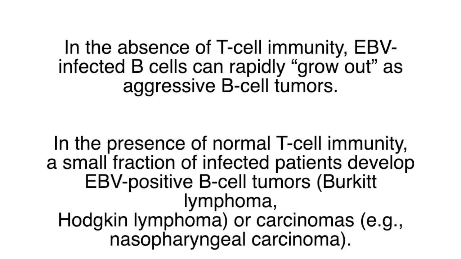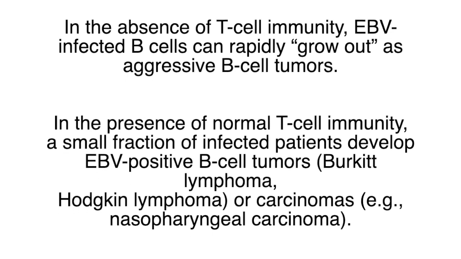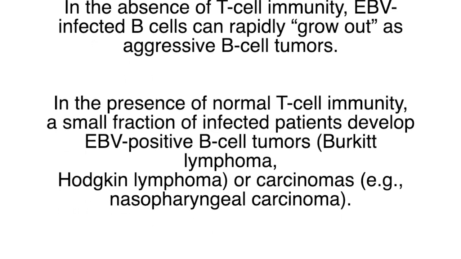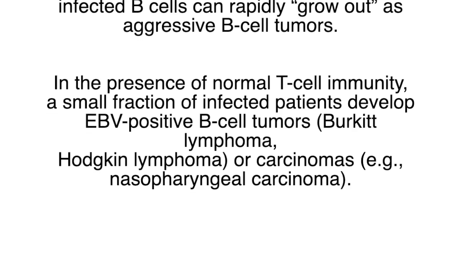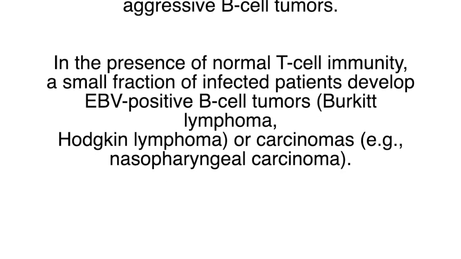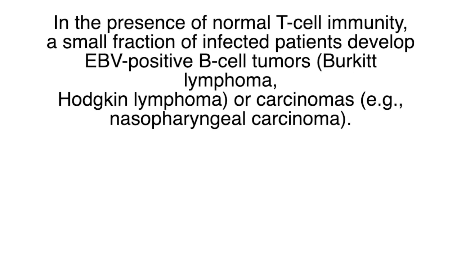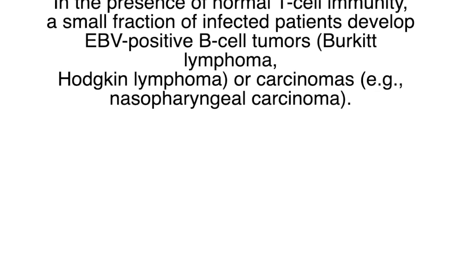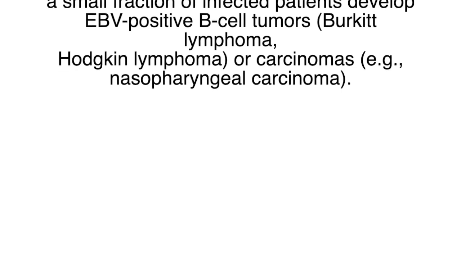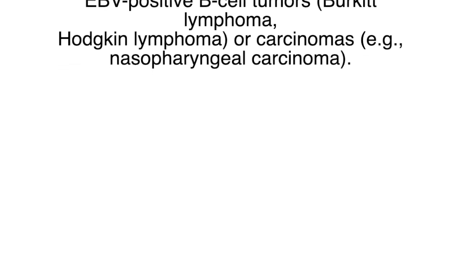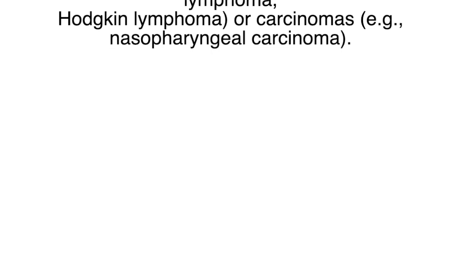In the absence of T-cell immunity, EBV-infected B cells can rapidly grow out as aggressive B-cell tumors. In the presence of normal T-cell immunity, a small fraction of infected patients develop EBV-positive B-cell tumors, that is Burkitt lymphoma, Hodgkin lymphoma, or carcinomas. Example, nasopharyngeal carcinomas.